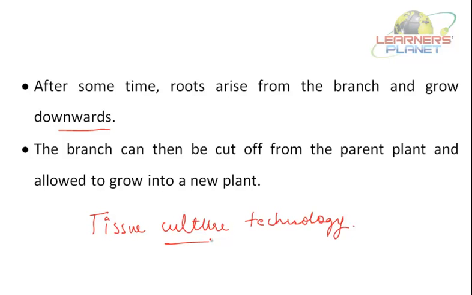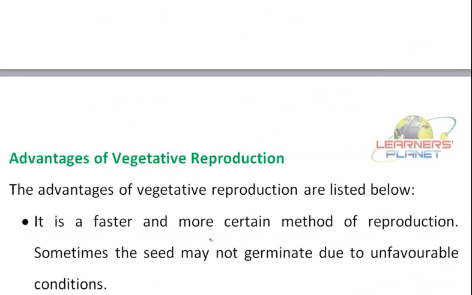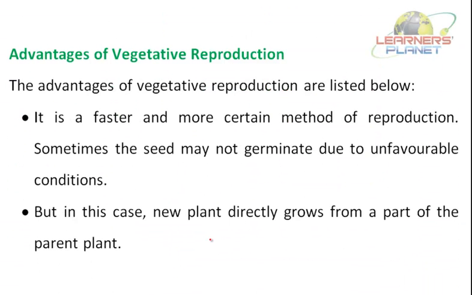Right? So that was all about the artificial methods. Now let us discuss about the advantages of vegetative reproduction. So students, the advantages of vegetative reproduction are listed as that it is a faster and more certain method of reproduction, and sometimes the seed may not germinate due to unfavorable conditions. But in this case, new plant directly grows from a part of the parent plant.